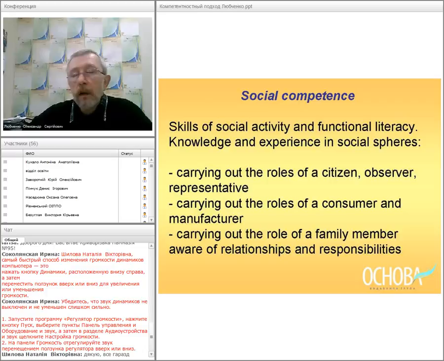Social competence refers to the skills of positioning oneself in a society. And that means that every day we carry out some specific roles. In a classroom, we carry out the roles of students and teachers. And in a group, students carry out the roles that are assigned to them. But outside the class, we are members of the family, we are customers, we are citizens, we are observers or representatives of something. We are consumers and manufacturers.